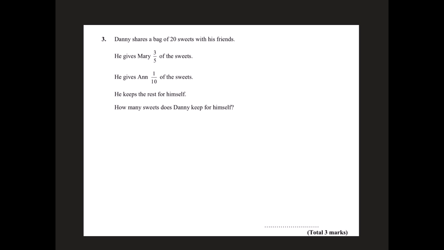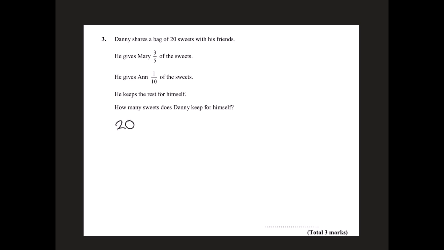The question says, Danny shares 20 bags of sweets with his friends. He gives Mary 3/5 of the sweets. He gives Anne 1/10 of the sweets. He keeps the rest for himself. How many sweets does Danny keep for himself? So we need to work out how many Mary got, how many Anne got, and then we can find out how many Danny got. So we're going to find 3/5 of 20 for Mary.